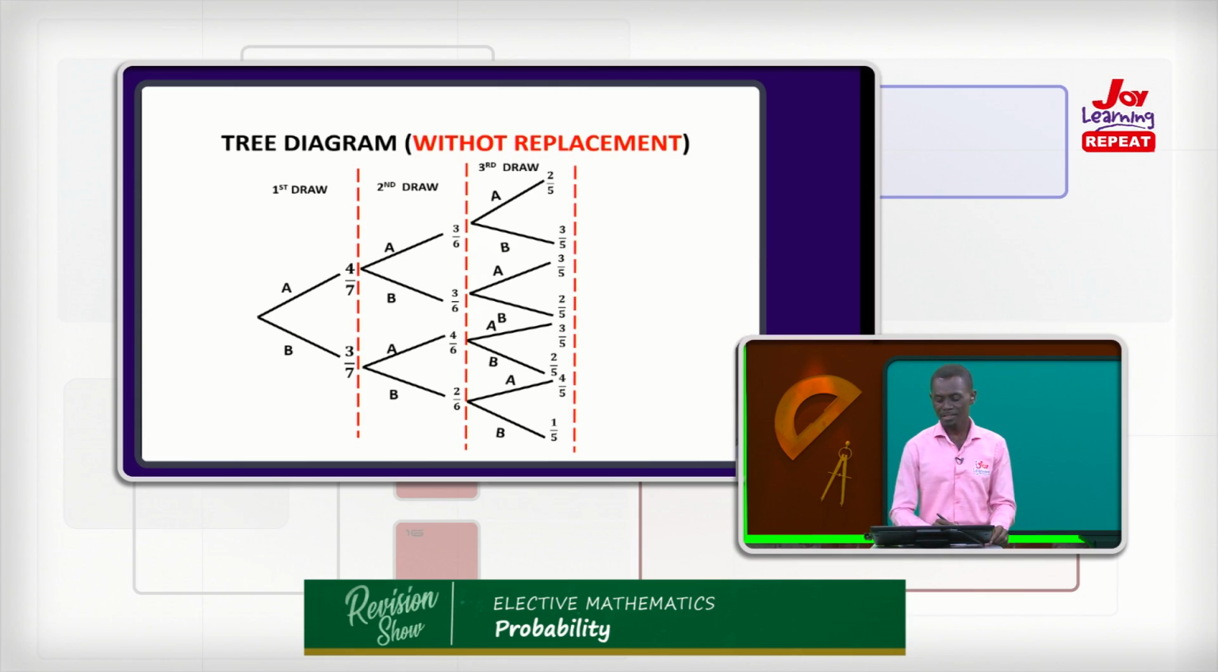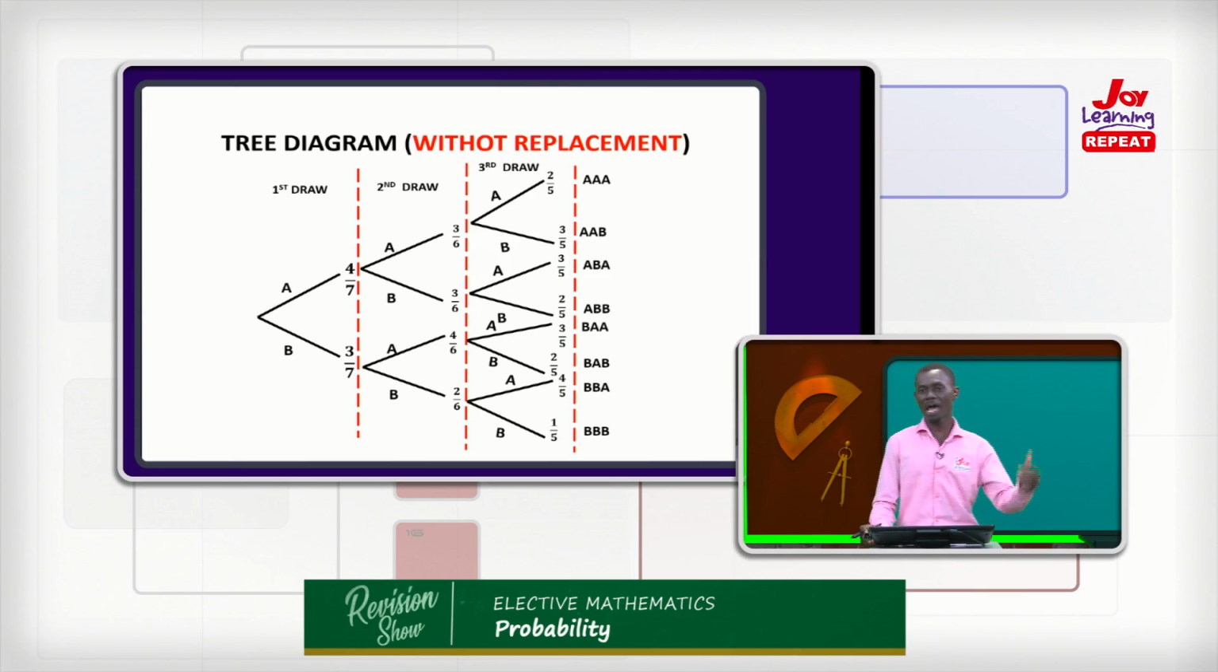This is our third draw, and those are the outcomes. So please, again, this is one technique of solving. And remember, it is AAA, meaning a ripe orange and another ripe orange and another ripe orange. And remember, the word "and" in probability means what? Multiplication. So it is like saying 4 on 7 multiplied by 3 on 6 multiplied by 2 on 5.